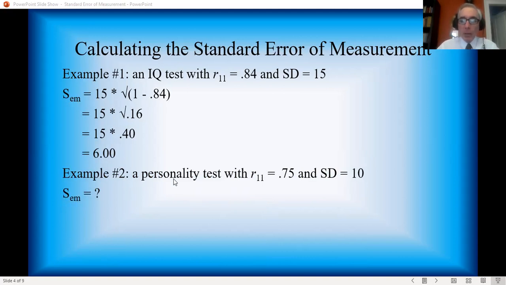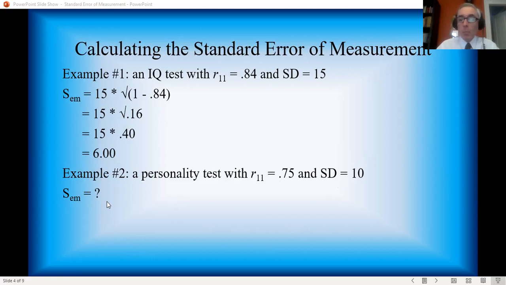So we have a personality test with a reliability of 0.75, moderate, not terrible, not great, and a standard deviation of 10. That, again, is very typical. A lot of personality tests use t-scores where the mean is 50 and the standard deviation is 10. So we know these two facts, and from these facts, we can calculate the standard error of measurement.